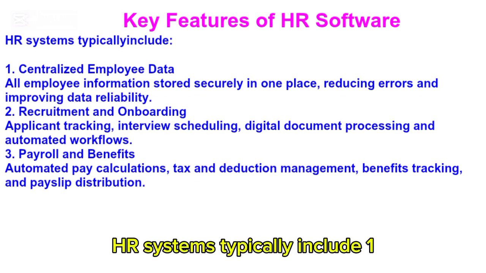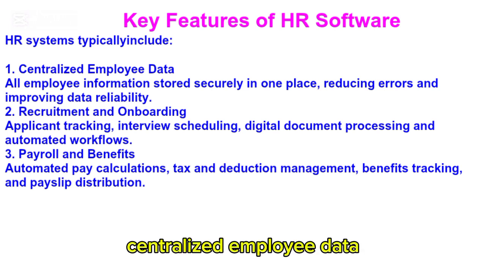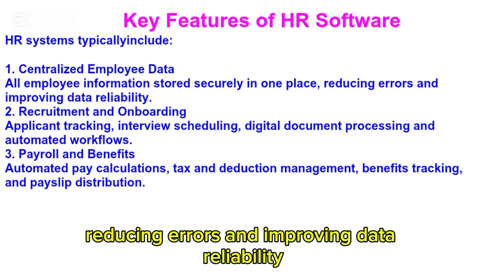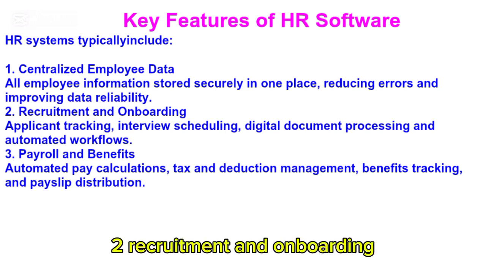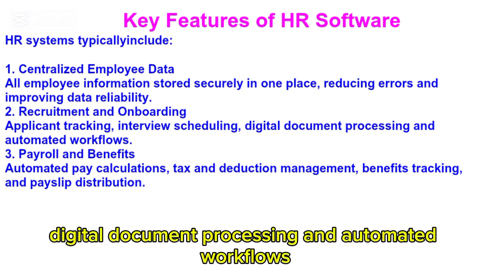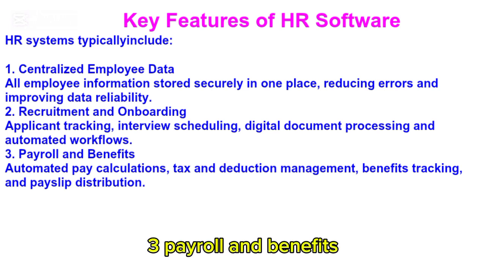HR systems typically include: 1. Centralized employee data. All employee information stored securely in one place, reducing errors and improving data reliability. 2. Recruitment and onboarding. Applicant tracking, interview scheduling, digital document processing and automated workflows. 3. Payroll and benefits.